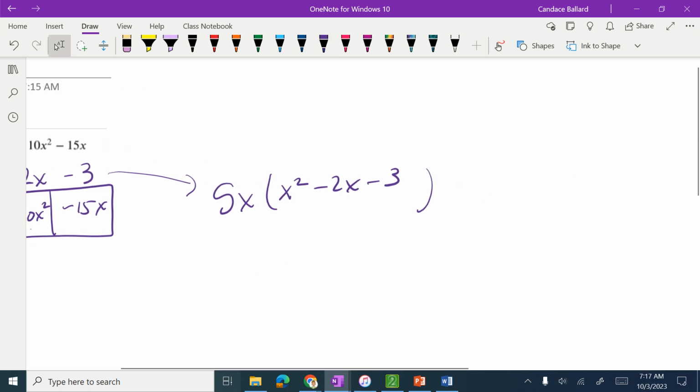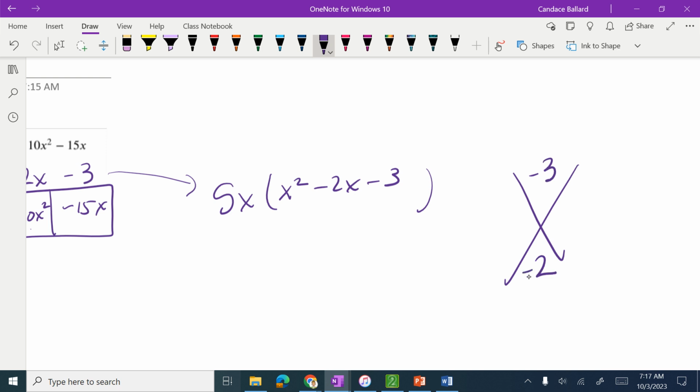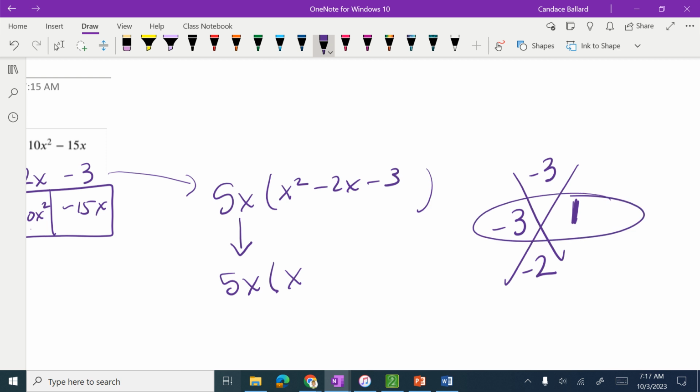And then I'm going to go ahead and do my magic x because I have got a trinomial. So I need two numbers that multiply to negative 3 and add to negative 2. That would be negative 3 and 1. I don't have a leading coefficient, so I don't need a box. I need to remember to drop down the 5x. And then I'm going to write my two factors from the magic x. So x minus 3 times x plus 1.